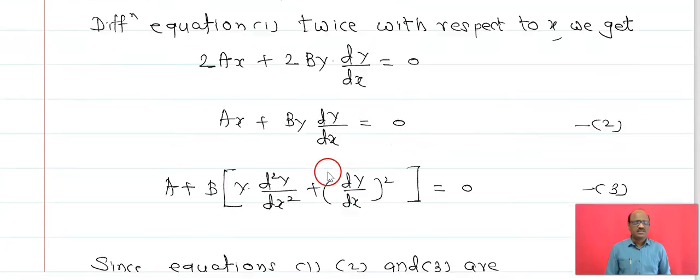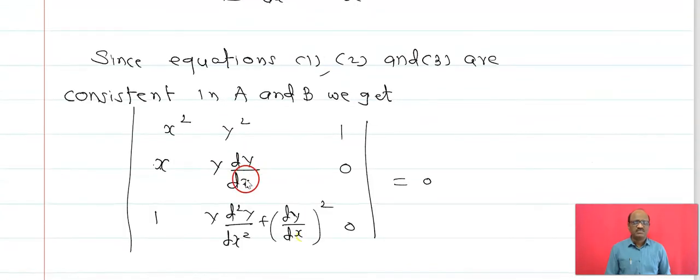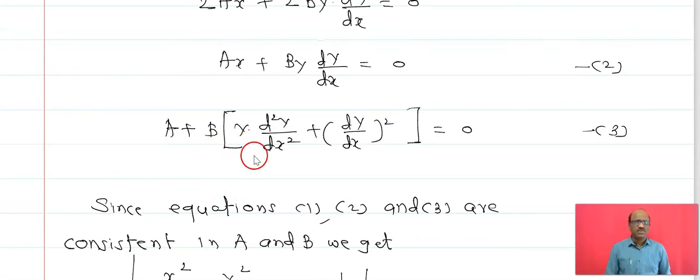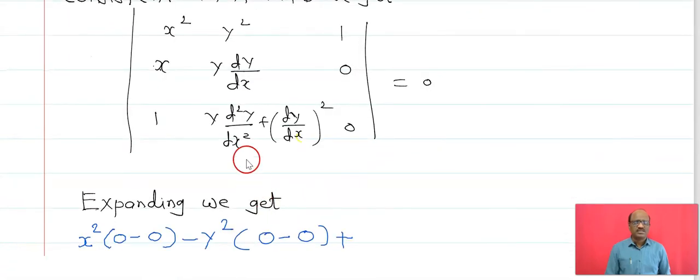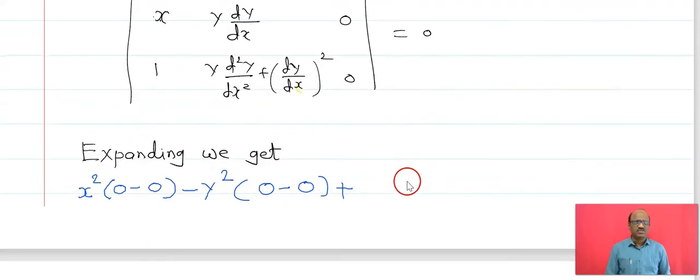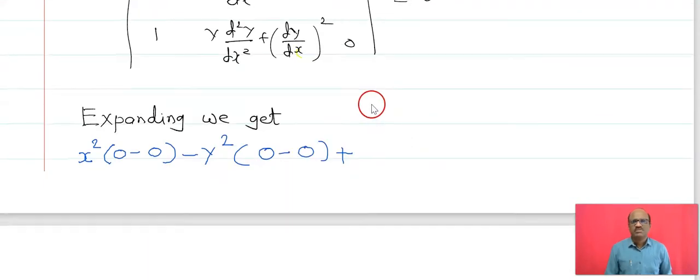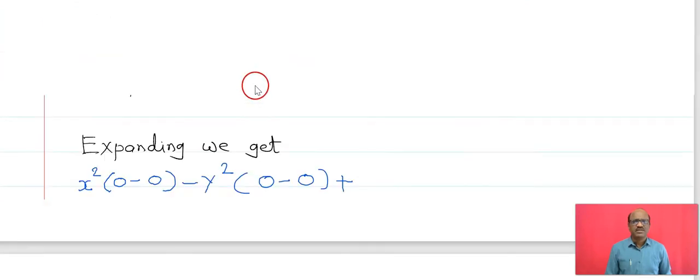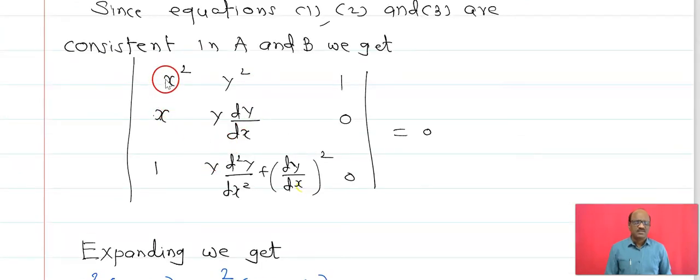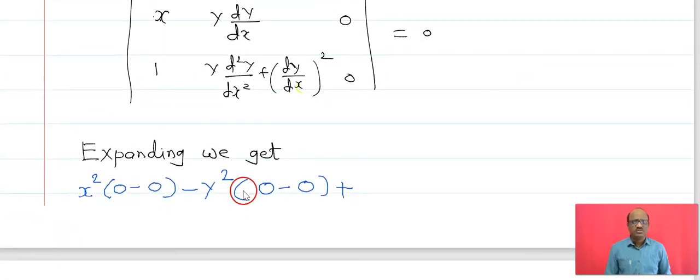What about the last? The coefficient of a is 1, here is 1. The coefficient of b is y into d2y by dx square plus dy by dx whole square, and here is the constant, which equals 0. Now simplify this. If you expand this determinant, x square into y into dy by dx into 0, 0 into this term, that will become 0. What about the y square middle term, that is minus y square. The product of these two terms, x into 0, 1 into 0, will become 0. These two terms will be 0.